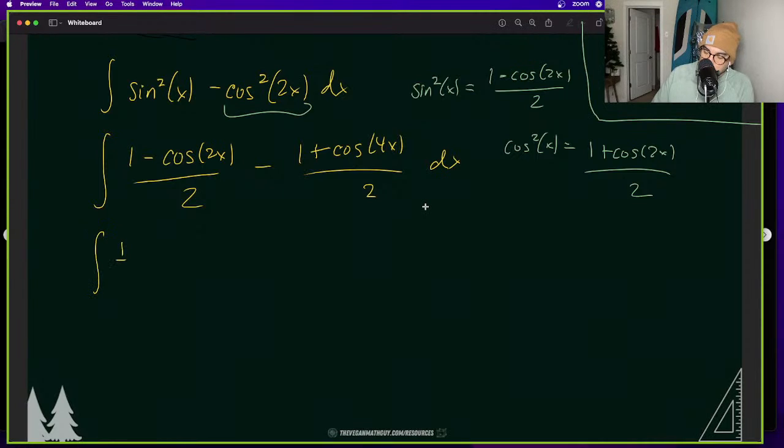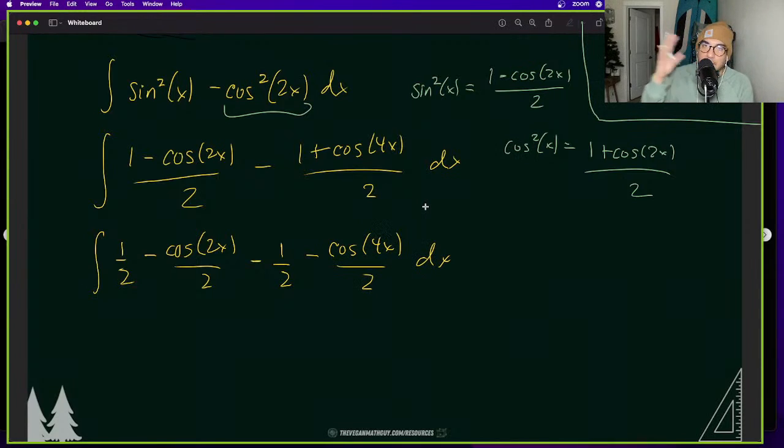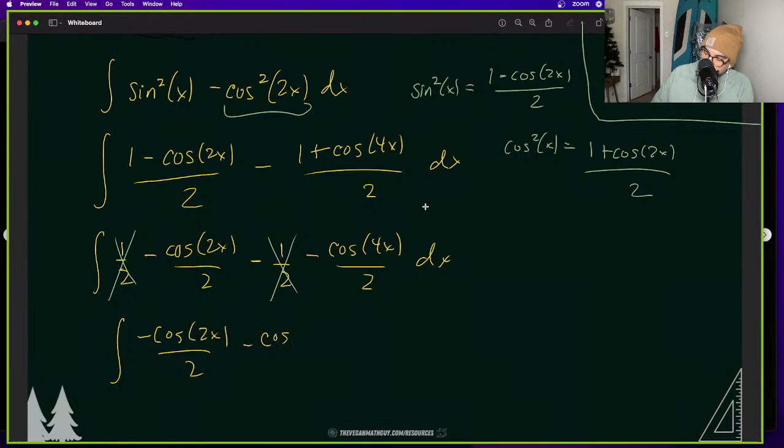Now this is going to become 1/2 minus cosine of 2x over 2, minus 1/2 and then minus cosine of 4x over 2. All I did was just split these up because they have the same denominator. The 1/2s cancel out, which is kind of interesting. And now we have the integral of negative cosine of 2x over 2 minus cosine of 4x over 2.